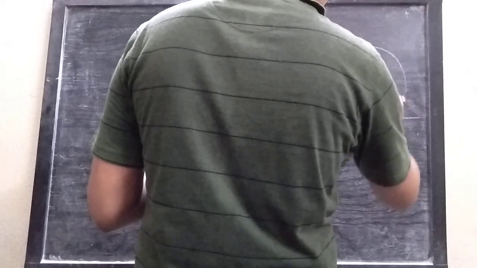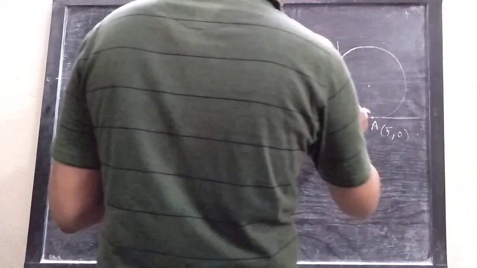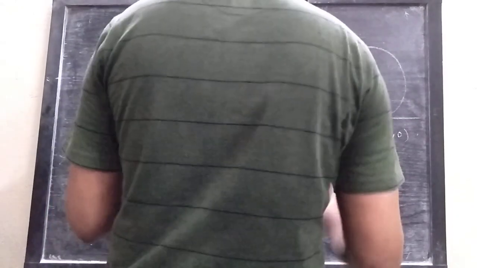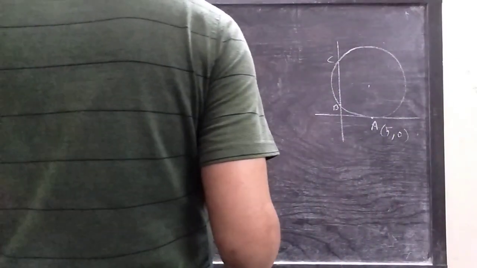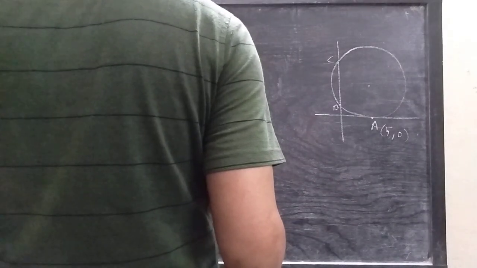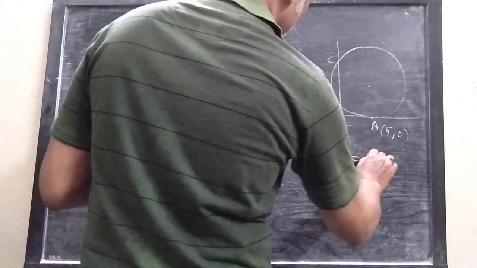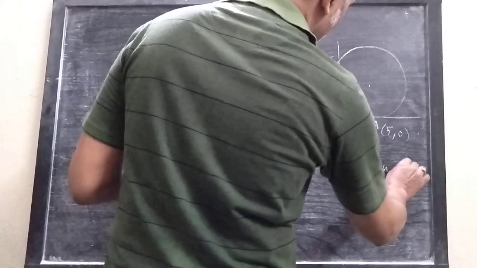Say it touches at A (5, 0). This is the intercept made on the y-axis, and BC is of length 24 units.